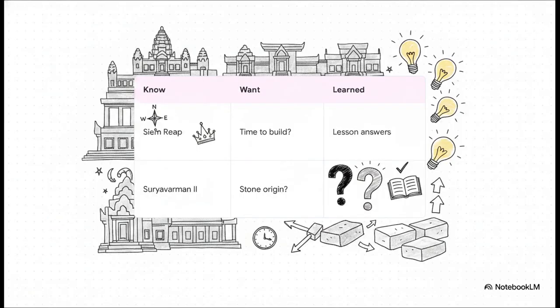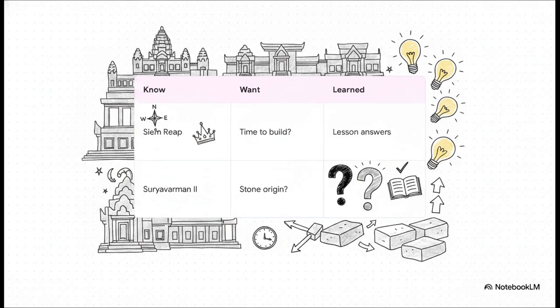Imagine how this timeline plays out in a history class. At the beginning of the hour, under K, a student writes down what they already know. Maybe they know Angkor Wat is in Siem Reap and it was built by King Suryavarman II. Great. Then, moving to W, they brainstorm questions. How many years did it actually take to build? Or where in the world did they get all those massive stones?